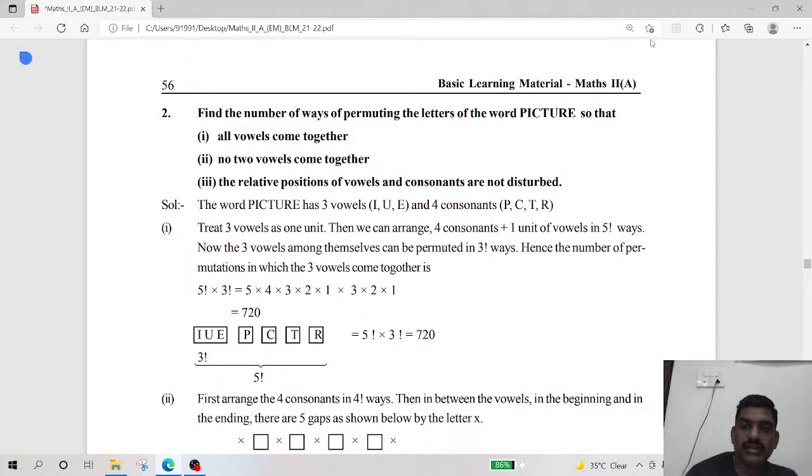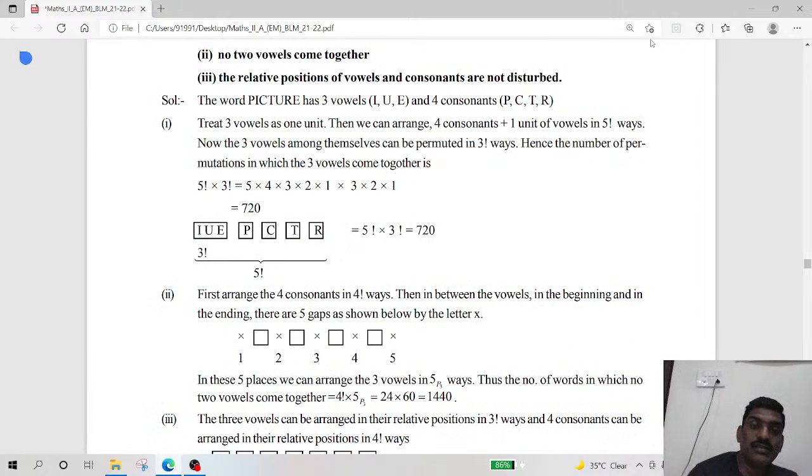5 sets can be arranged in 5 factorial ways. Okay, and 3 vowels can be arranged internally among themselves in 3 factorial ways. So finally the answer is 5 factorial times 3 factorial.